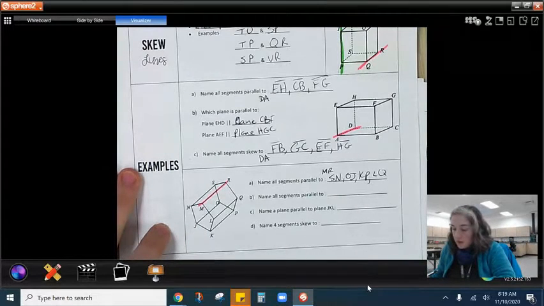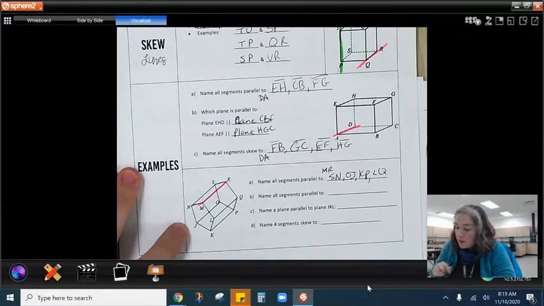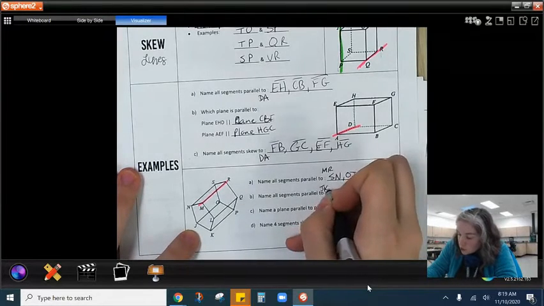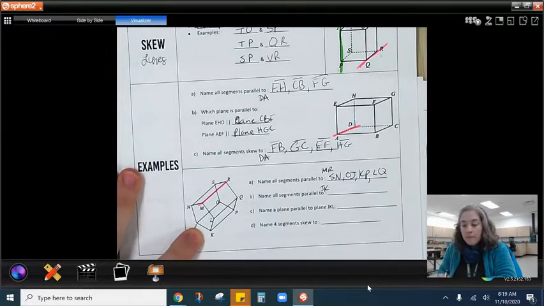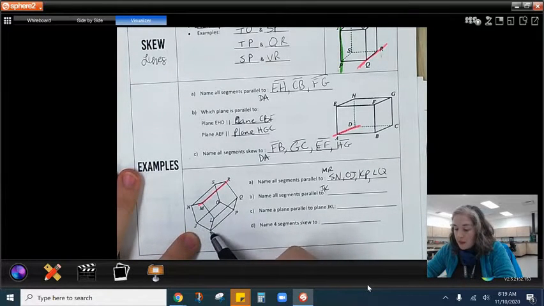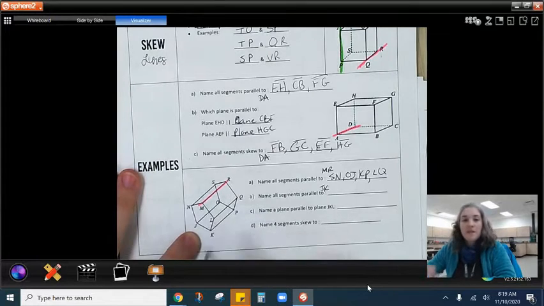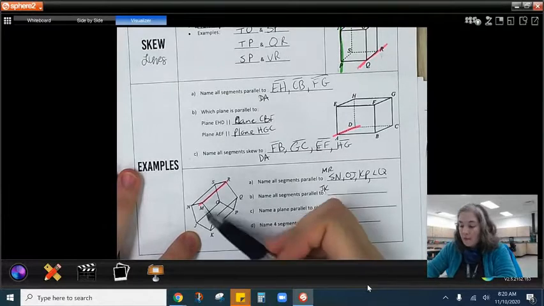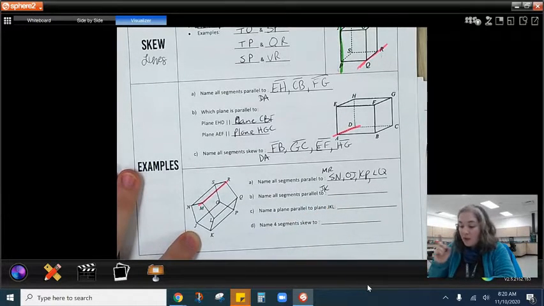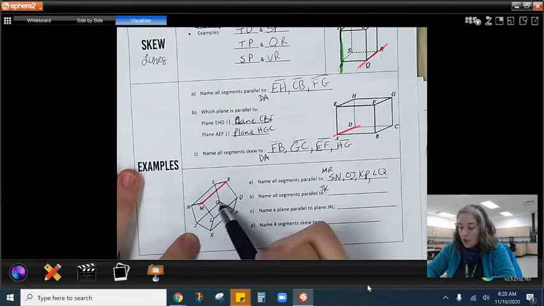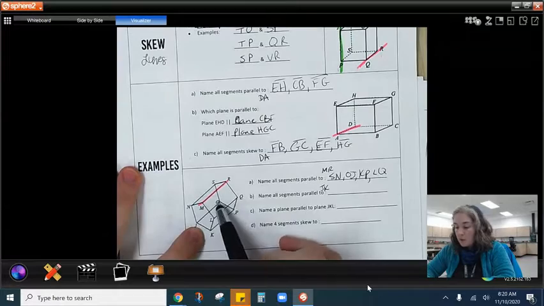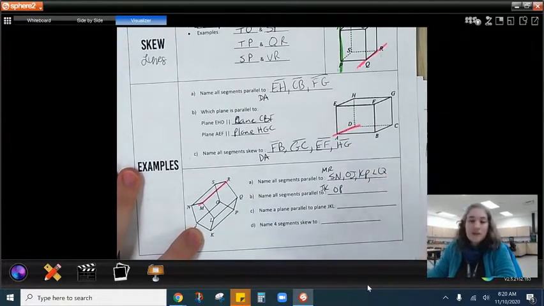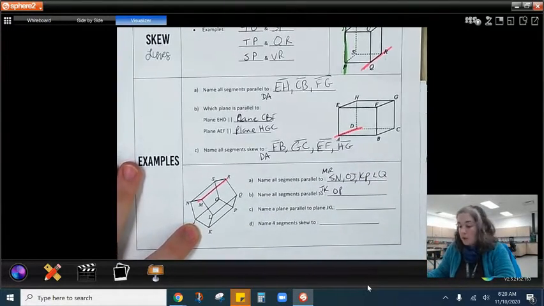All right, the next one that we want is name all segments parallel to JK. So JK is right here. Now you might be thinking that like ML might be parallel, but it's a pentagon, right? So it's not like a rectangle that has parallel sides. So ML or NM, it won't work. But there is a rectangle in this, JOPK. So here's our little side. Which one is our other little side? This one right back here, OP. OP is the only thing that is parallel to it.